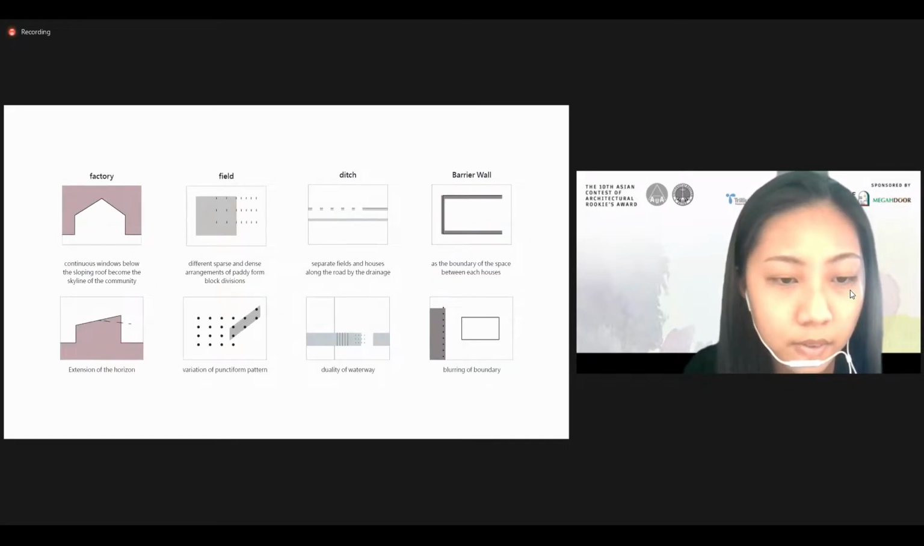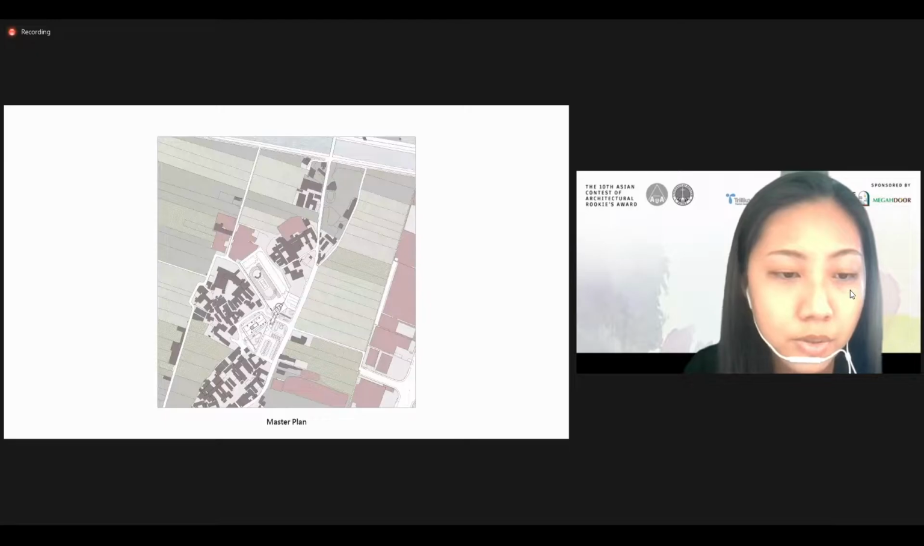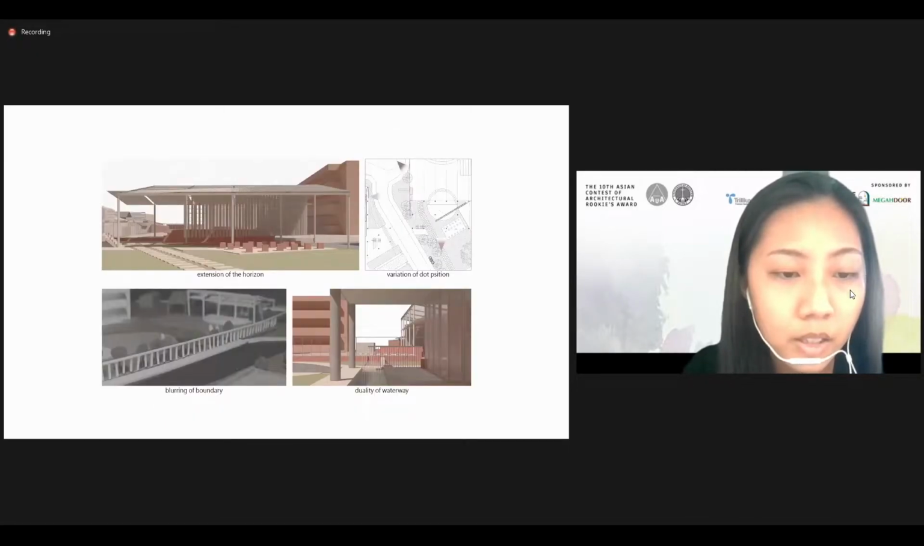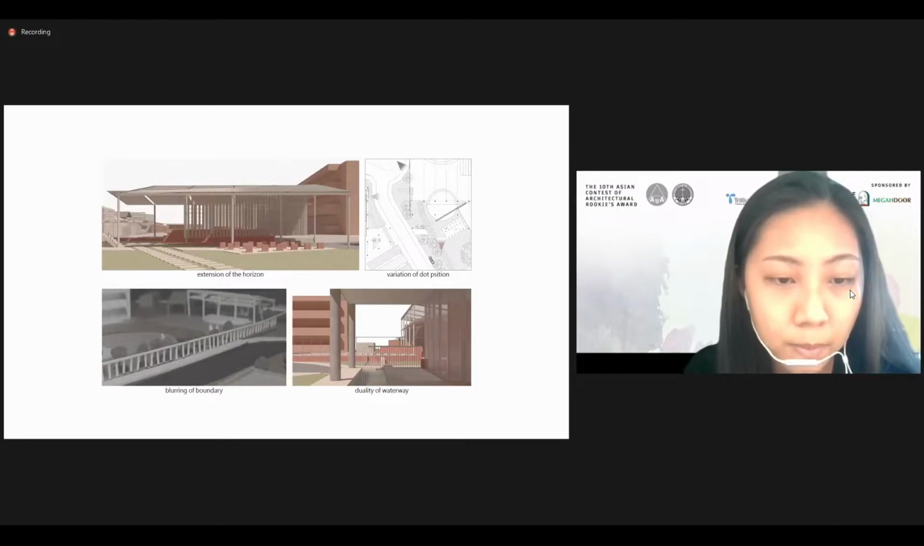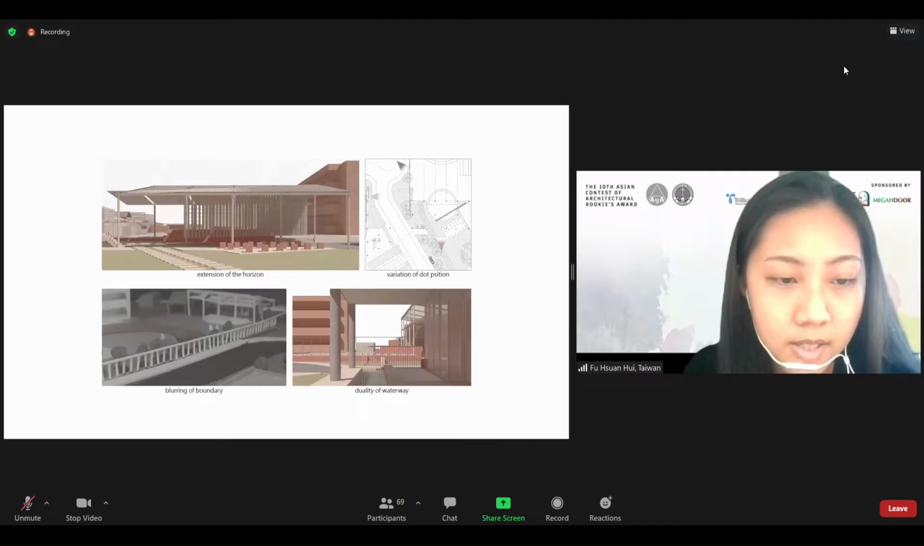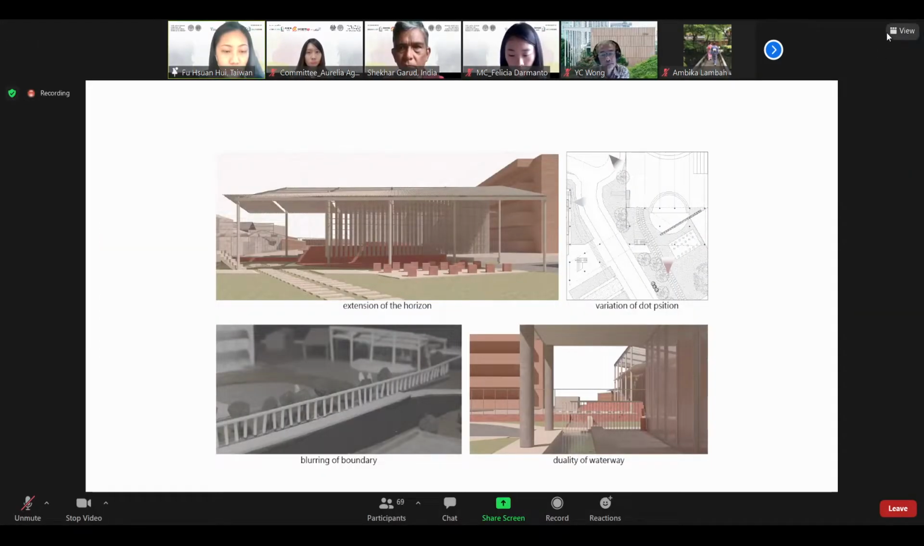The factory is the extent of the rice field, ditches run along the way dividing blocks, and fences draw the boundary between houses. I translate the four selected elements into second and third meanings. The relationship can be read clearly in the master plan. The pavilion on the other side faces the community, separated and defined by the fabric wall. Extension of horizon, variation of dot positions, blurring of boundary, duality of waterway.